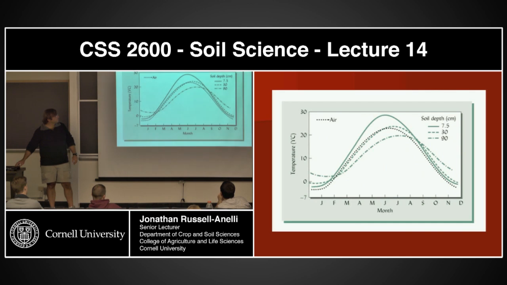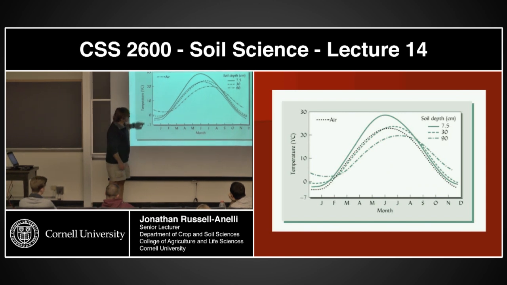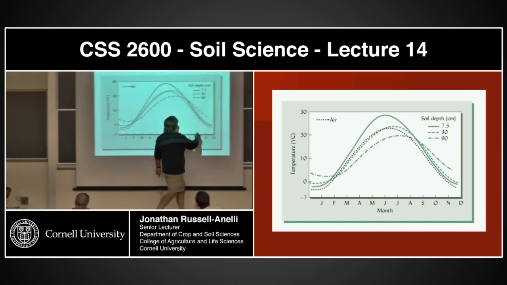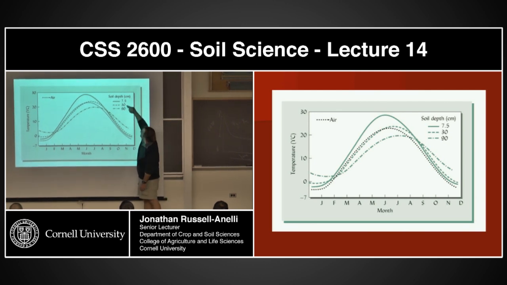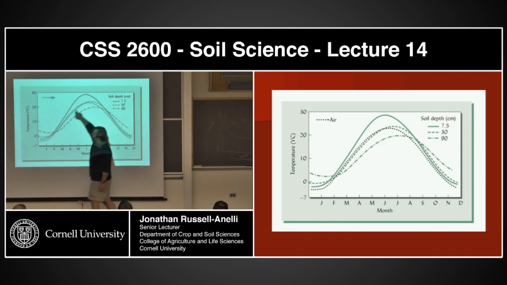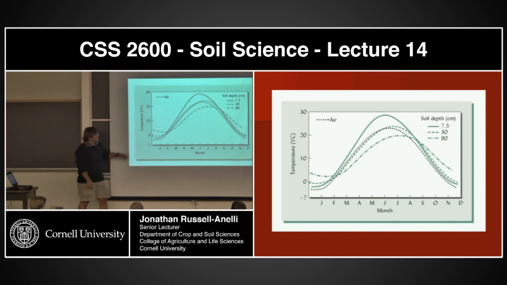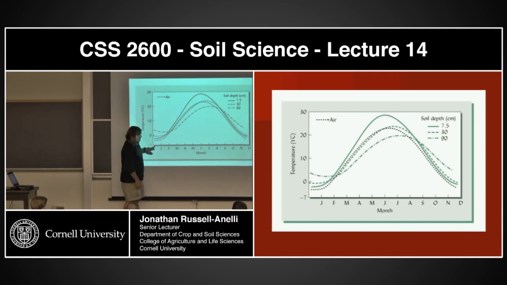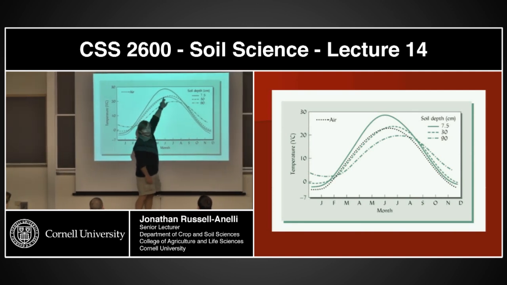Let's keep going. Okay? This is out of your book, and basically what you're looking at here is temperature in Celsius going up here and the months of the year. You have a variety of different temperature depths here: 7.5 centimeters, 30 centimeters, and 90 centimeters. The black dot line represents the air temperature. Okay? Air temperature, January, December, pretty cold. June, July, August, warm. Okay?